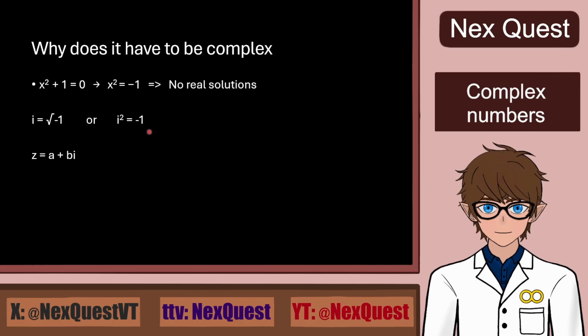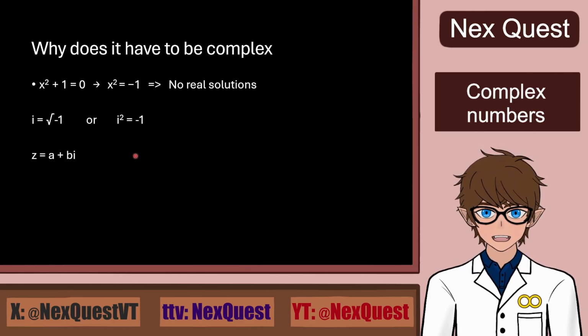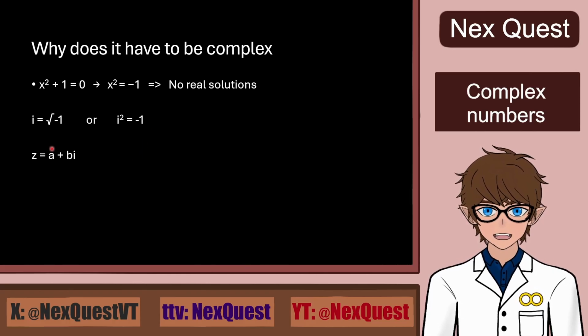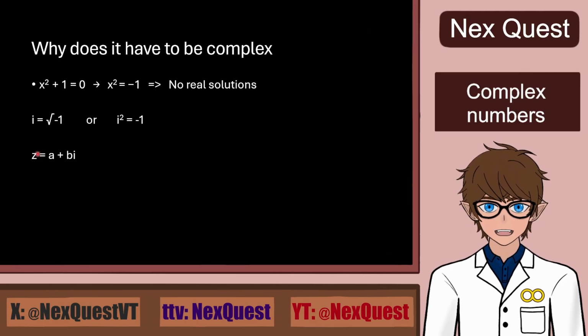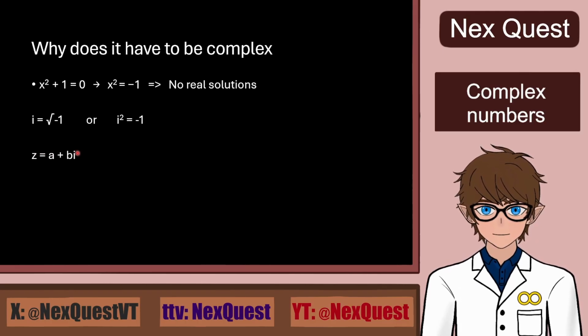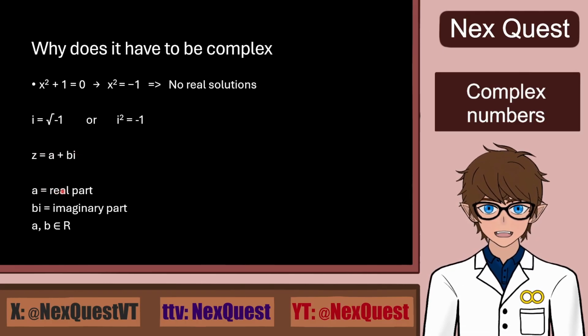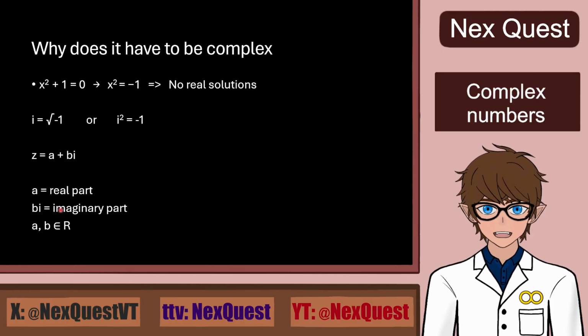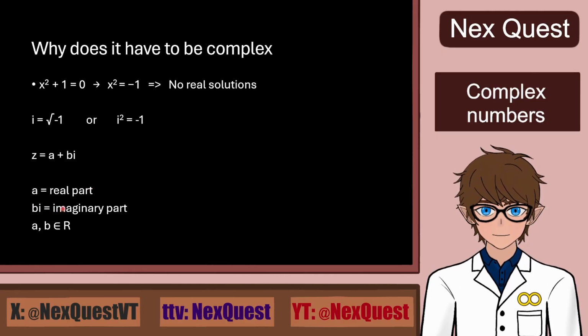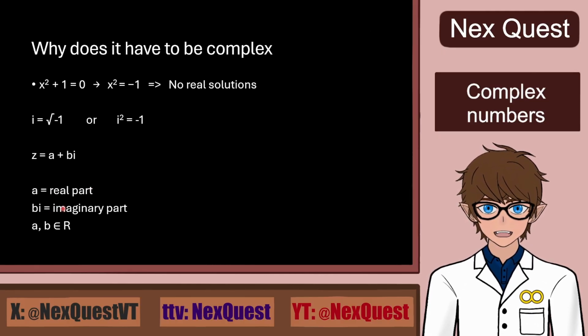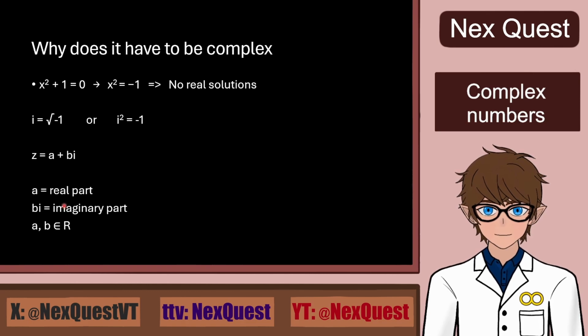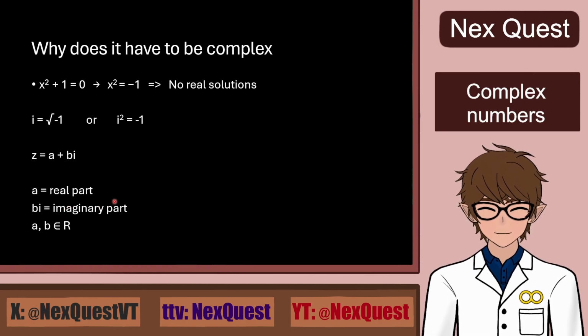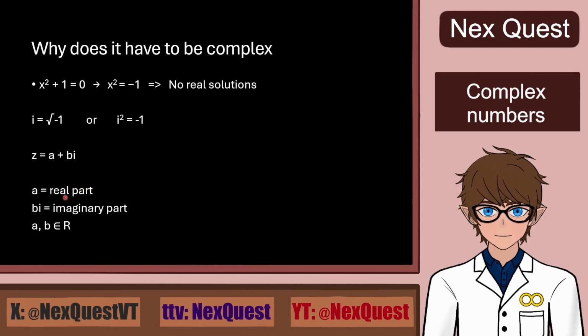Why does that matter? Well, it allows us to define complex numbers. Most often we mark complex numbers with z, and each complex number is made from two parts: a is the real part, and bi is the imaginary part, which is sometimes also referred to as the imaginary number, but that doesn't matter for us right now. It is important to know that a and b are both real numbers.